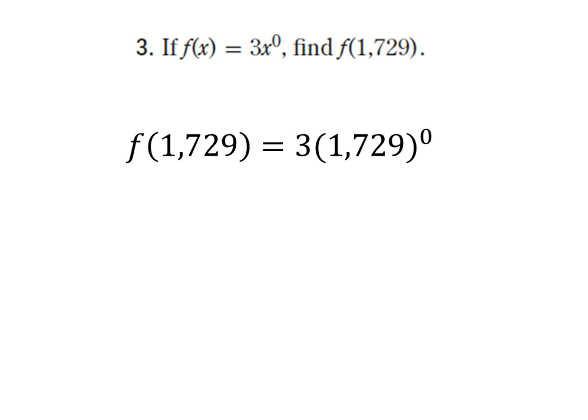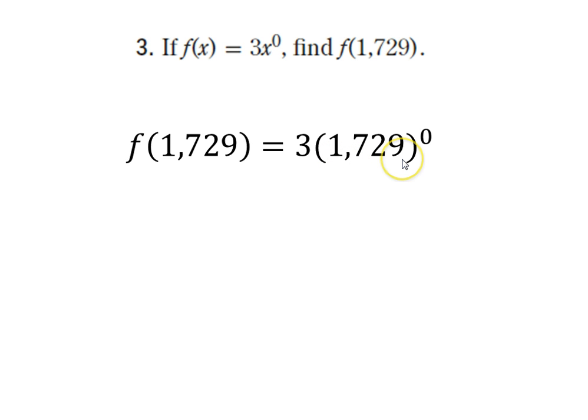So I have the function, and I'm going to replace x with 1,729 because we are asked to find the value of the function at 1,729. So I have f of 1,729 is equal to 3 times 1,729 to the 0 power. Notice that just 1,729 is the base of the exponent. 3 is not a part of the base of the exponent, just x is. If 3 was, we would see parentheses around here. We do not see parentheses, so therefore just x is being put to the 0 power. So therefore only 1,729 is being put to the 0 power.